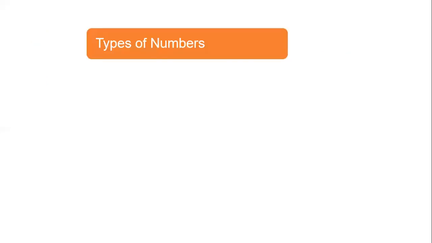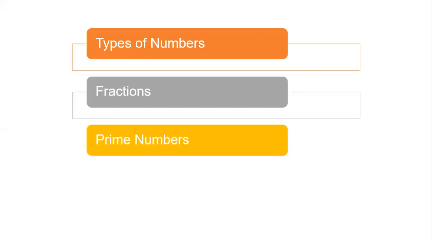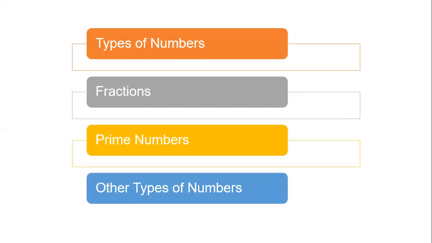And that's it. Today we have learned about the types of numbers. We also learned about the different types of fractions and the different types of prime numbers, and we finally learned other types of numbers. So thank you. That's it.